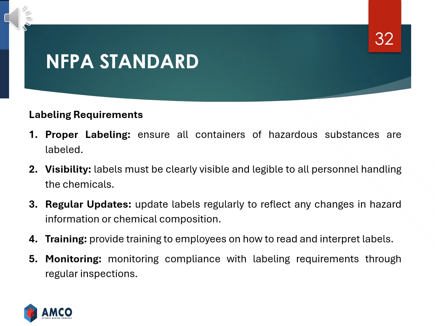Labeling requirements. Proper labeling: ensure all containers of hazardous substances are labeled. Visibility: labels must be clearly visible and legible to all personnel handling the chemicals. Regular updates: update labels regularly to reflect any changes in hazard information or chemical composition. Training: provide training to employees on how to read and interpret labels. Monitoring: monitor compliance with labeling requirements through regular inspections.